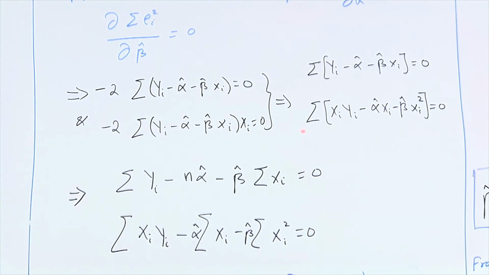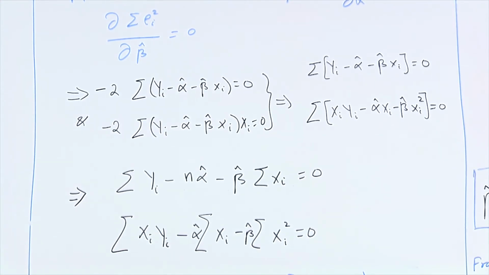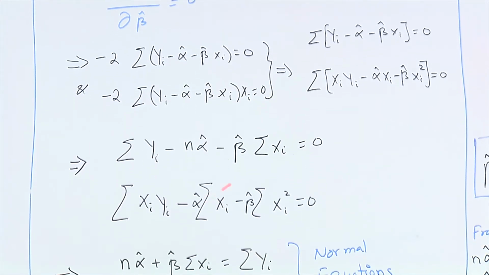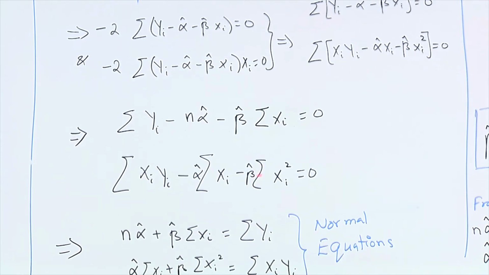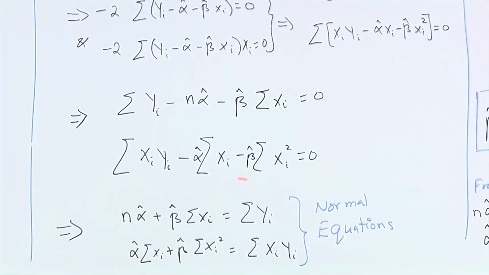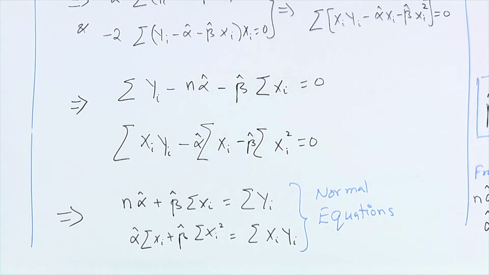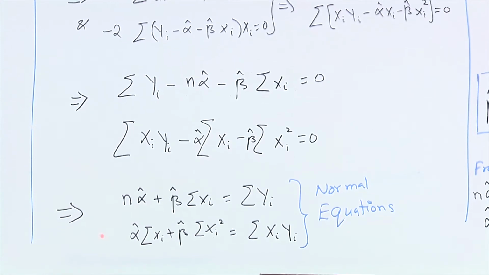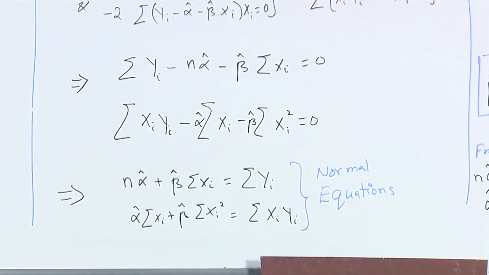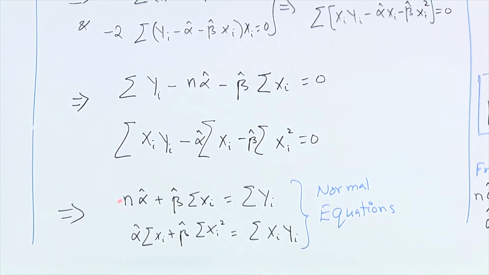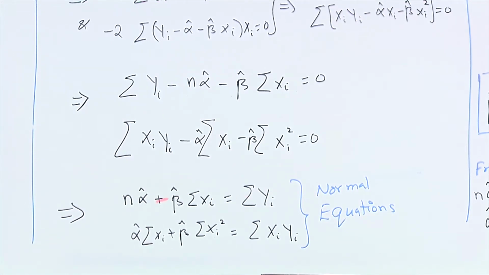For the second equation, similar to what we did now, we take the sigma inside and we get sigma xi yi minus alpha hat sigma xi minus beta hat sigma xi square is equal to 0. We can rewrite these two equations. We take the alpha hat and beta hat terms to one side and the other terms to the other side, by simple manipulation again, and we get what is called the normal equations.